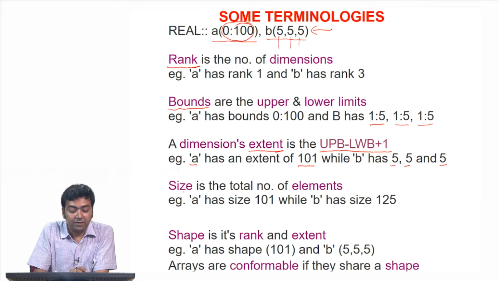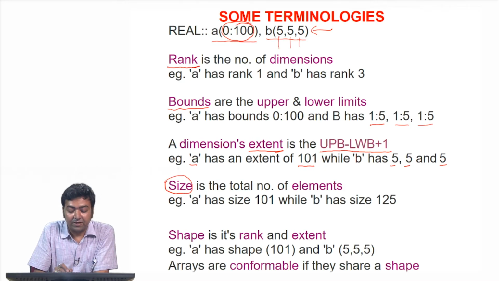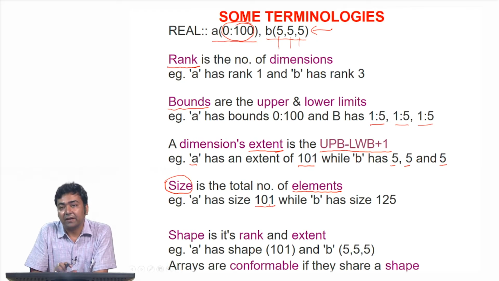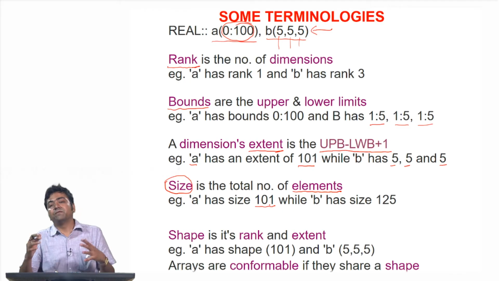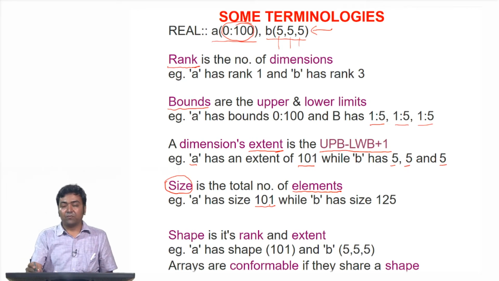Another terminology to characterize an array is its size. Size tells us how many elements there are in the array. So, for example, here array A has 101 elements, and array B has 5 elements along each dimension. You can think of a 3-dimensional array as a cube in which the numbers are arranged in a cubic fashion. So, each dimension has 5, 5 into 5 into 5. So, a total of 125 elements are present in the array.